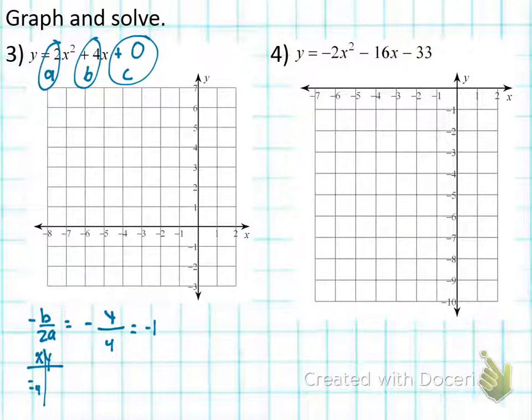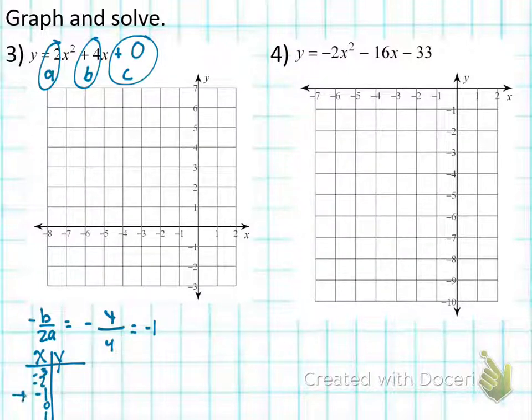Starting with negative 4 in the middle. Pick 2 smaller numbers, 2 bigger numbers. Okay? It's not supposed to be negative 4. I'm sorry, I messed up there. It's supposed to be negative 1 in the middle. 2 smaller numbers, 2 bigger numbers.